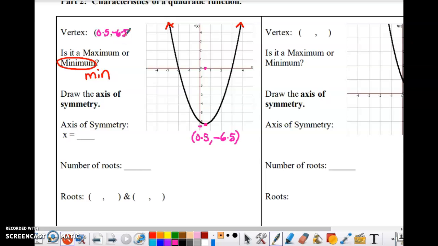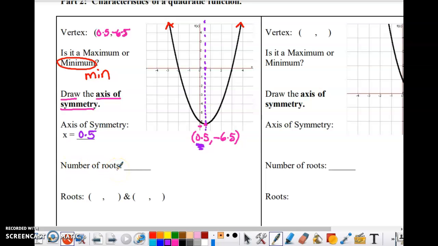Okay, we're just guesstimating. Now, if I draw the axis of symmetry, remember it has to go through the middle of the parabola, which would go through the vertex. So let me draw it. I'm going to change colors and draw my imaginary axis of symmetry. So it's going right here through 0.5. Remember, it's always the x. So x equals 0.5. Okay, pretty easy.